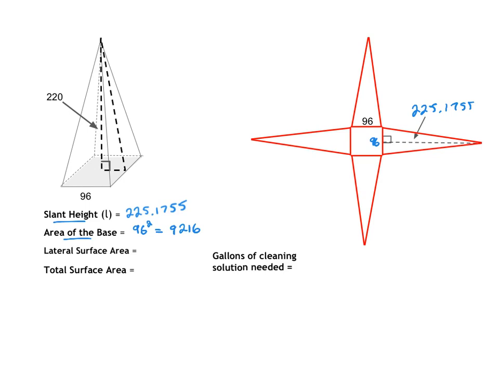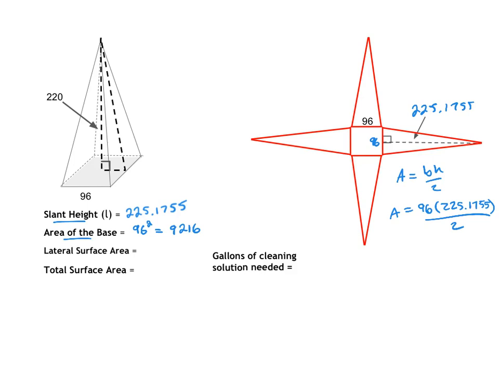The lateral surface area is just going to be the area of all of the triangles that make up the pyramid. Since we have it laid out over here, I'm just going to do the math over here. The area of a triangle is equal to base times height divided by 2. So the area is going to equal the base, which is 96, times the height, 225.1755, divided by 2.